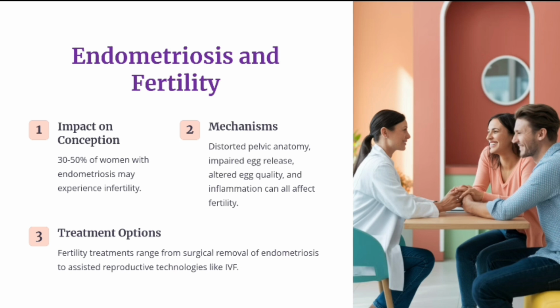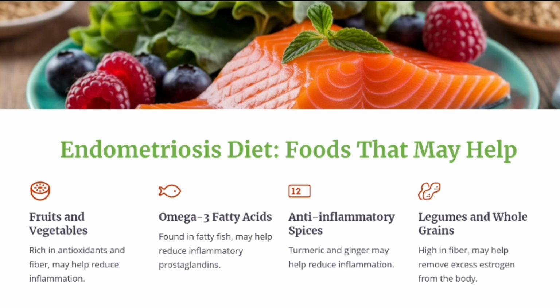Endometriosis. Diet. Foods that may help. A balanced diet can help manage endometriosis symptoms. Fruits and vegetables reduce inflammation. Omega-3 fatty acids support hormone balance, and whole grains promote gut health. These dietary changes can ease pain and improve overall well-being.